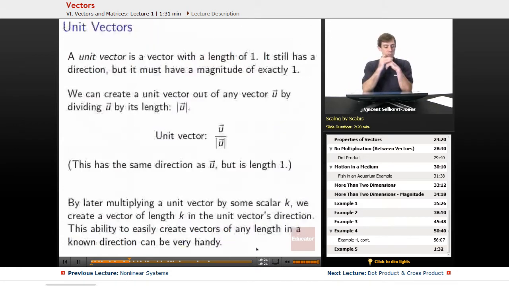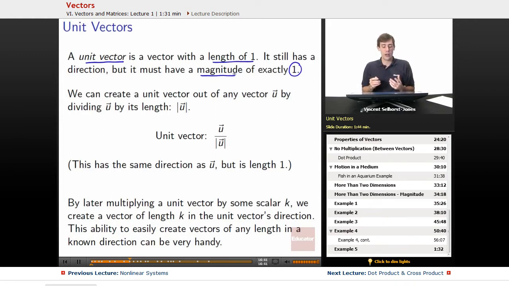Great. A unit vector is a vector with a length of 1. So unit vector just means length 1. It still has a direction. It can have any direction, but it has to have a magnitude of exactly 1. So its magnitude, its length, how long it is, is 1.